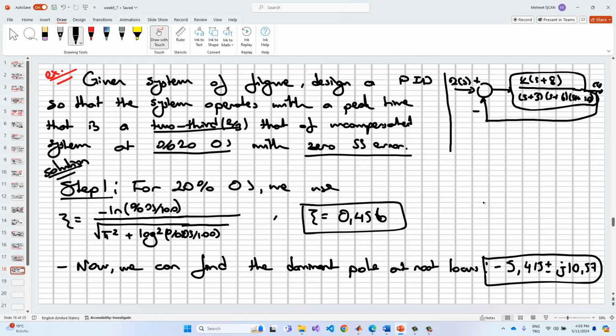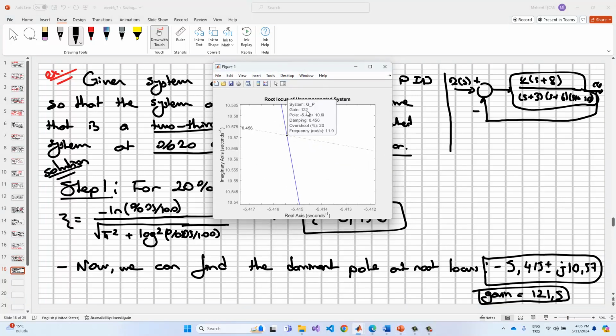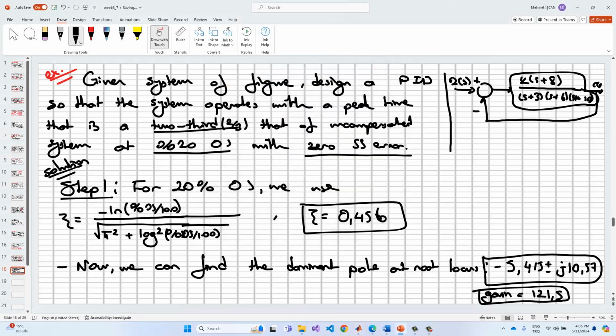Okay, and so what's the gain of these terms? Our proper P gain is equal to 121.5. Okay, this is the exact value for this overshoot, just remember that. But in the graph we have 122, right? So these are the codes for these graphs.